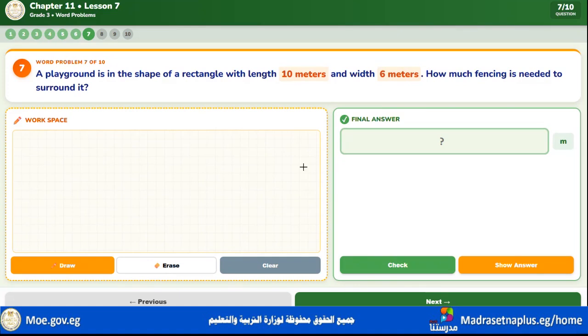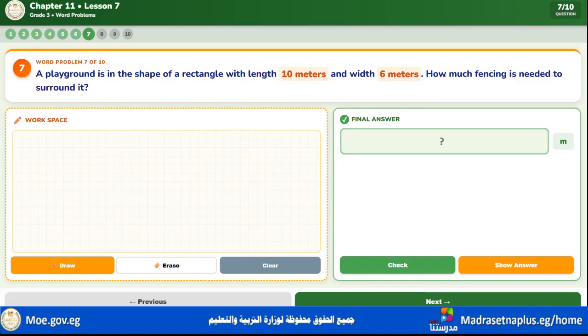A playground in the shape of a rectangle. Find what? How much fence? What is meant by this, a perimeter or an area? Aha, fence. Fence is what? It is a border around it. Around it means what? It means a perimeter.